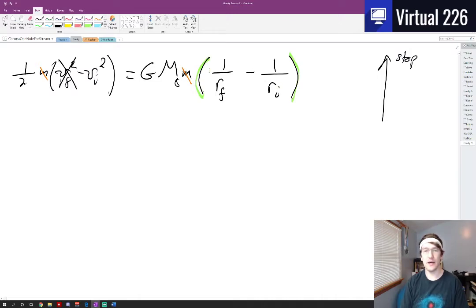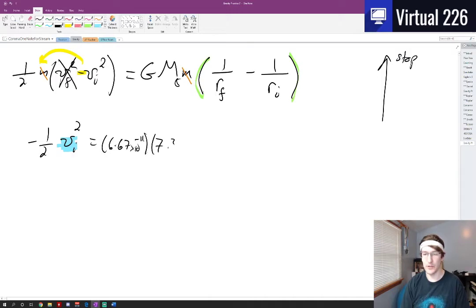So let's clean this up a little bit and put some numbers in here so we see what's going on. I'm going to take this negative sign and pull it to the outside. So we're going to get negative 1/2 the initial velocity squared, and this initial velocity is what we're looking for. That's our winner. And this is going to equal big G, 6.67 times 10 to the negative 11, the mass of the moon, 7.35 times 10 to the 22nd.